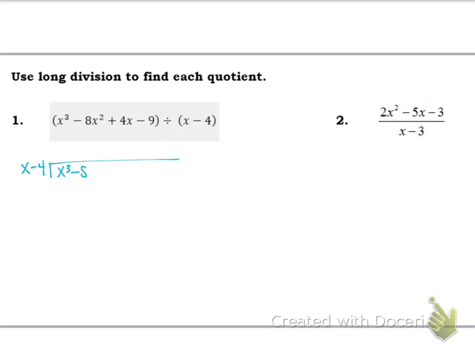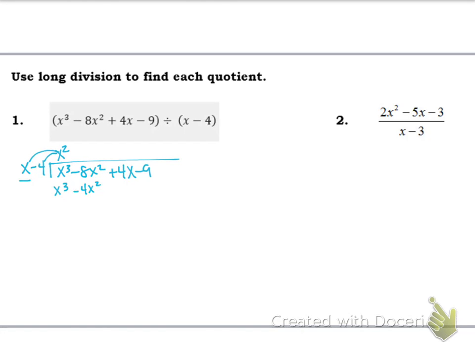So x cubed minus 8x squared plus 4x minus 9. How many times do I need x to get to x cubed? Well, I need to multiply by x squared to get there. So when I do this, I need to make sure I distribute to both of them. So x times x squared gets me x cubed, and then negative 4 times x squared is negative 4x squared. And they should be lining up. I don't need any placeholders in this one because I went x cubed, x squared, x, then my number. If I was missing one, I would want a placeholder of a 0.